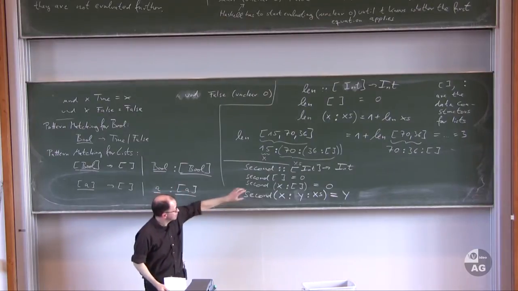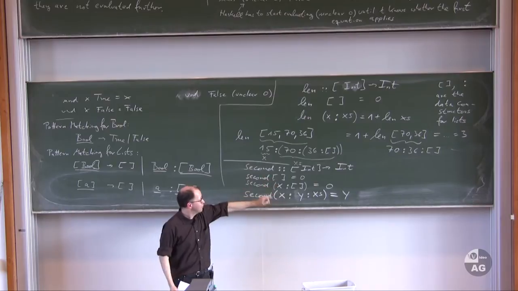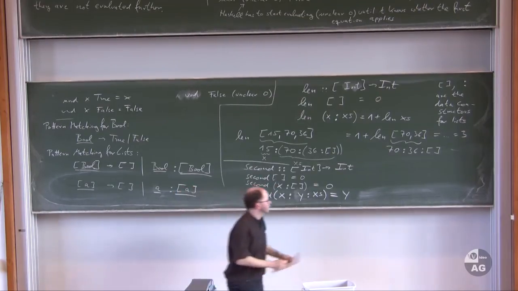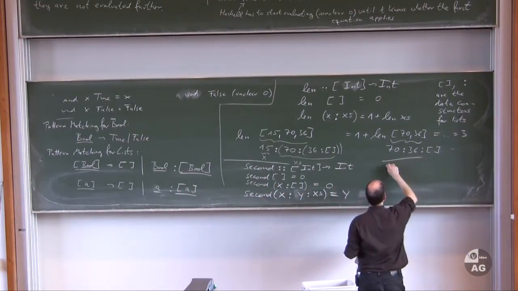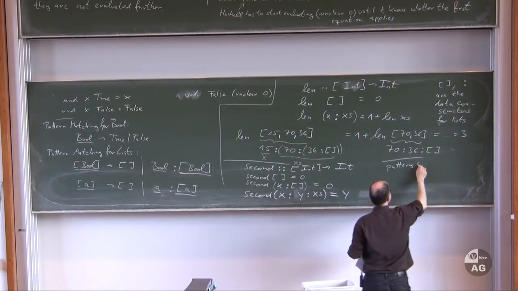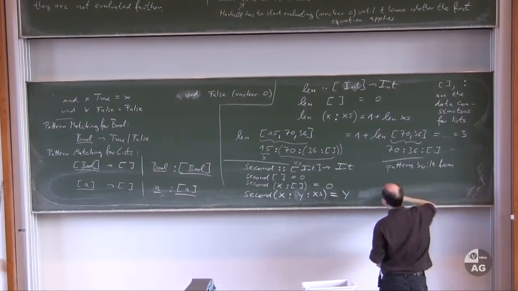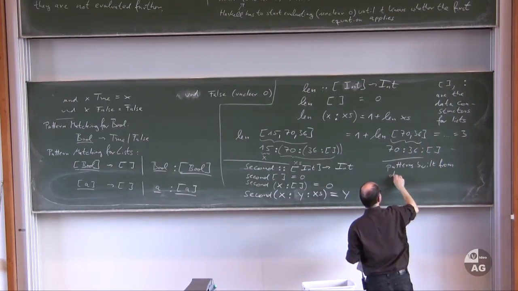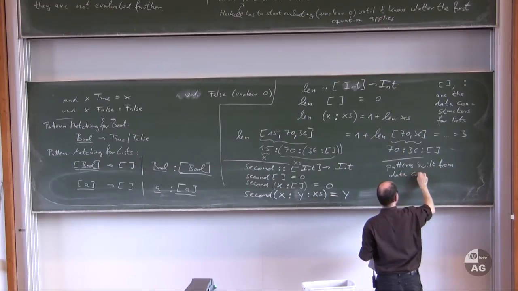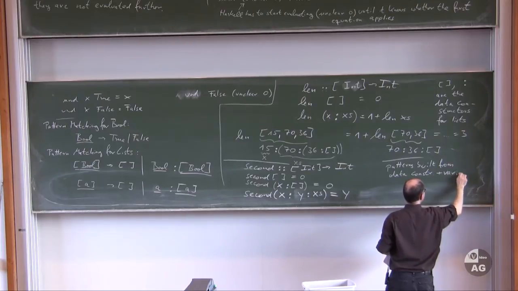So what do we see here? We see that you can really write arbitrary terms consisting of variables and data constructors. So the patterns are really built from data constructors like colon and empty list, and variables.